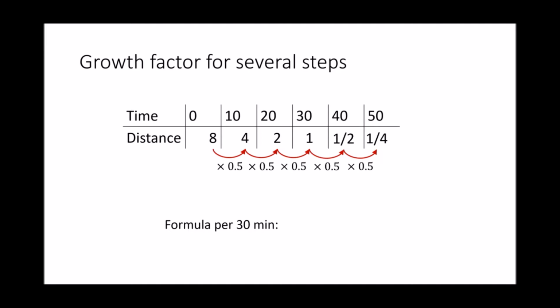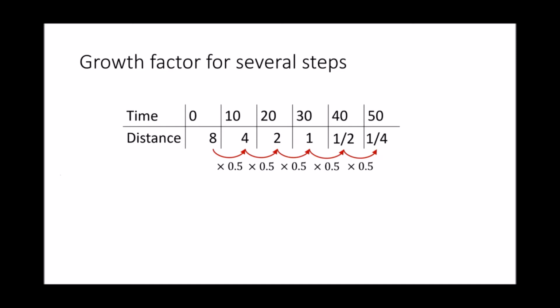The initial amount stays the same, we still start at a distance of 8, but my growth factor will change. Because per half an hour, I'm actually calculating times a half, times a half, times a half. And a half times a half times a half is 0.125, so that will be our growth factor. So if we fill that into the general formula, we will get that d equals 8 times 0.125 to the power of t.